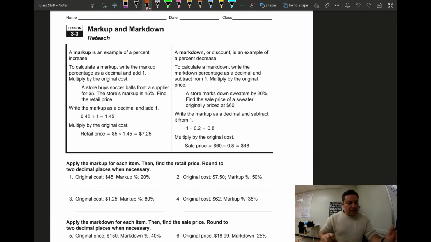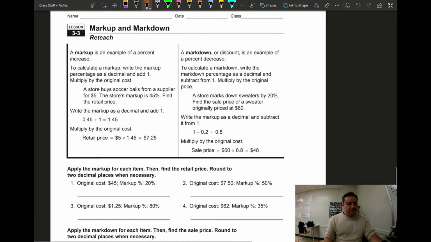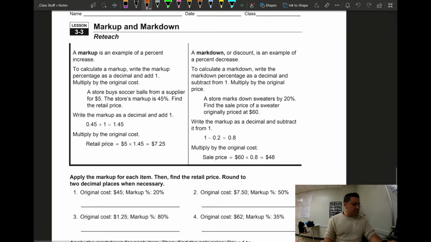So, in this case, it says a markup is an example of a percent increase, and to calculate the markup, we write the percent as a decimal, then add 1, and then multiply by the original cost. Now, I've been telling you, every time you have a percent, to always convert to decimal, okay? And the faster way to do it is just move the decimal 2 places to the left, okay? Even if it's a 3-digit, 4-digit, whatever it is, you're only moving the decimal 2 places to the left.